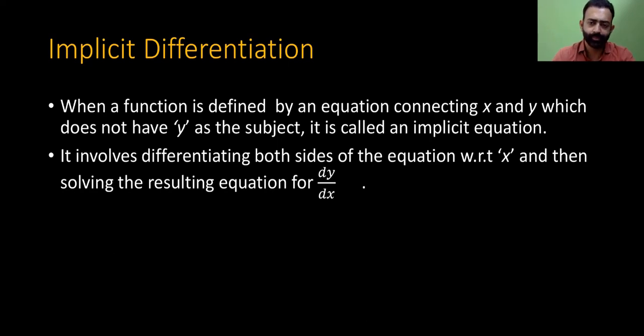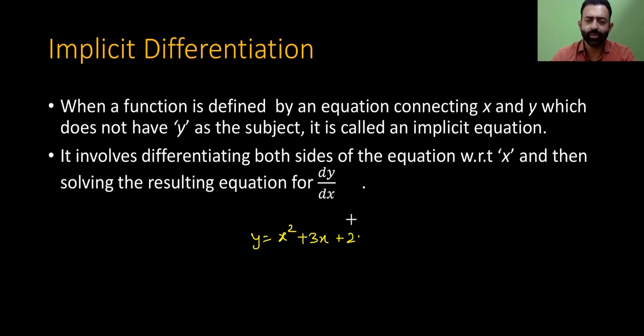For example, the ordinary functions, let us say you have y is equal to x square plus 3x plus 2, right? So in this function, y is explicitly expressed in terms of x. Means you can make y as a subject, making the coefficient of y as 1 and taking that y in the LHS. So this is called an explicit expression of the function in terms of x. But implicit functions are those functions in which you cannot express y in terms of x.